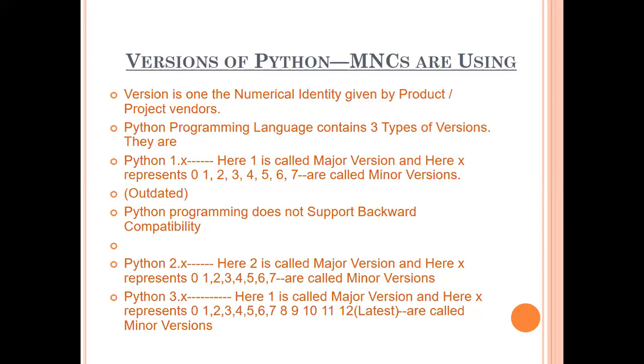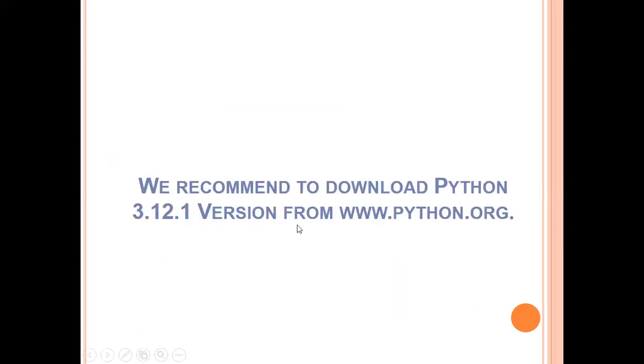3.x: 3 is the major version and x represents the minor version. So right now we have 3.12, where 3 is the major version and 12 is the minor version. Is that clear? Now, we recommend you to download the Python 3.12.1 version from python.org.